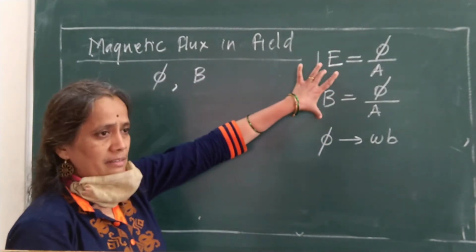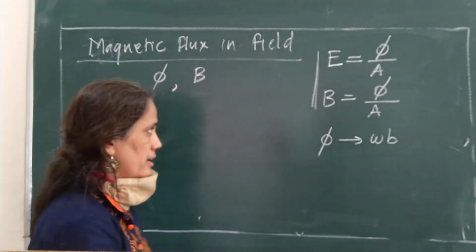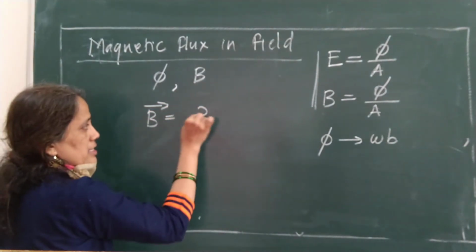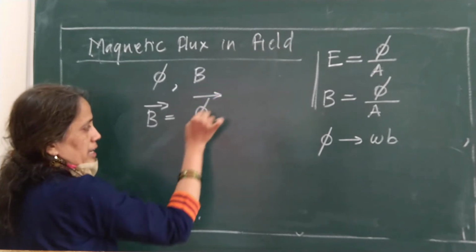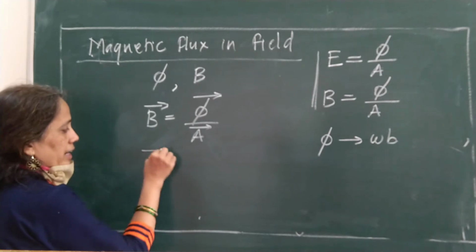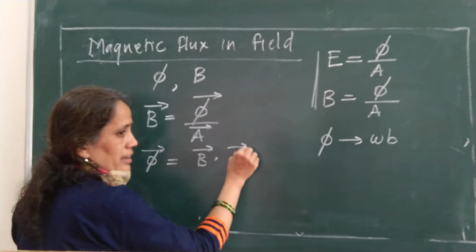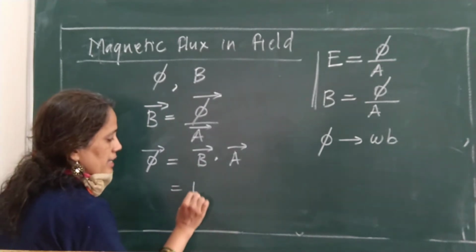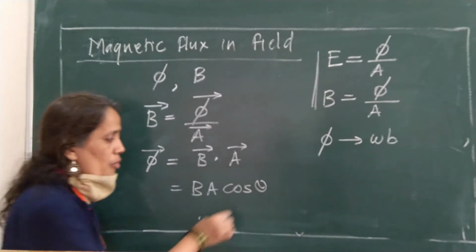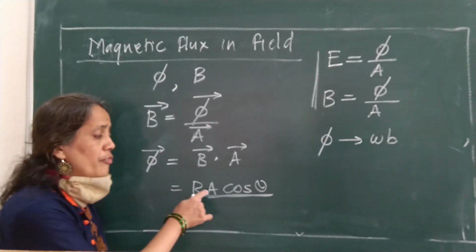Now using that, here I have written in the magnitude manner. Instead of that magnitude, if I write in the vector form, vector B is equal to nothing but vector phi upon vector A. Means what I am getting? Vector phi is equal to nothing but vector B dot vector A. So I can solve this as B A cos theta. Now what is A cos theta? A cos theta is a perpendicular component of the area vector to the surface.